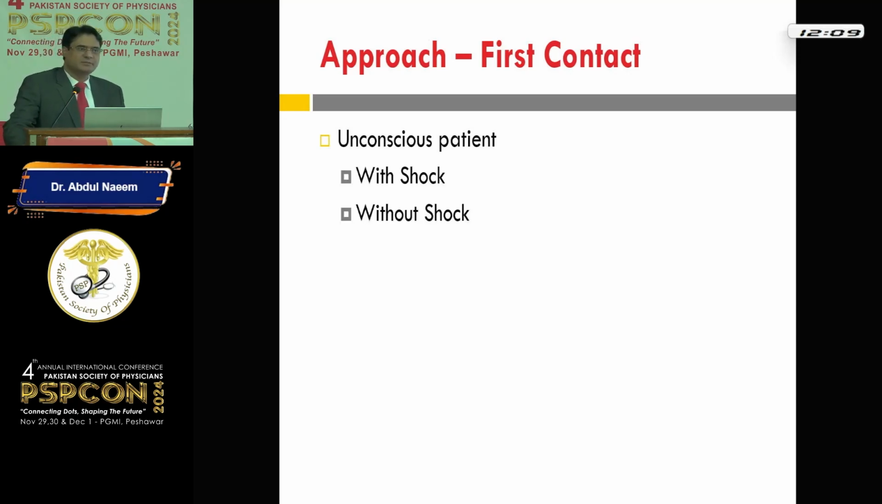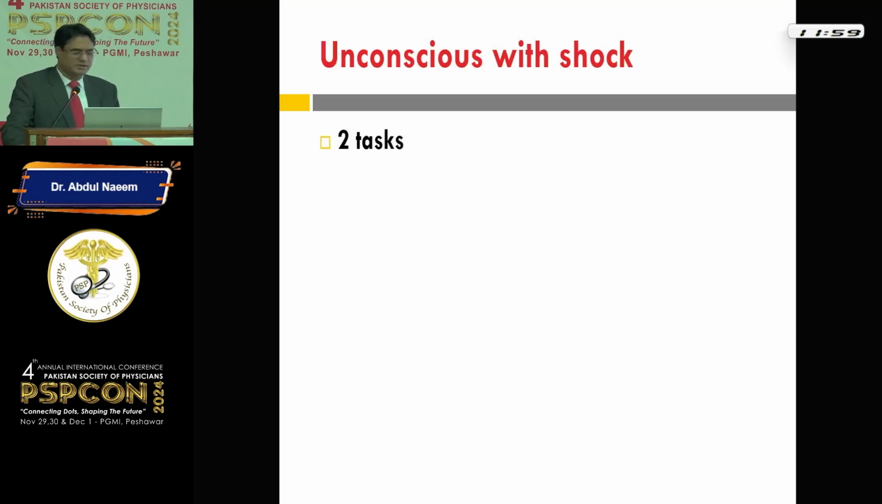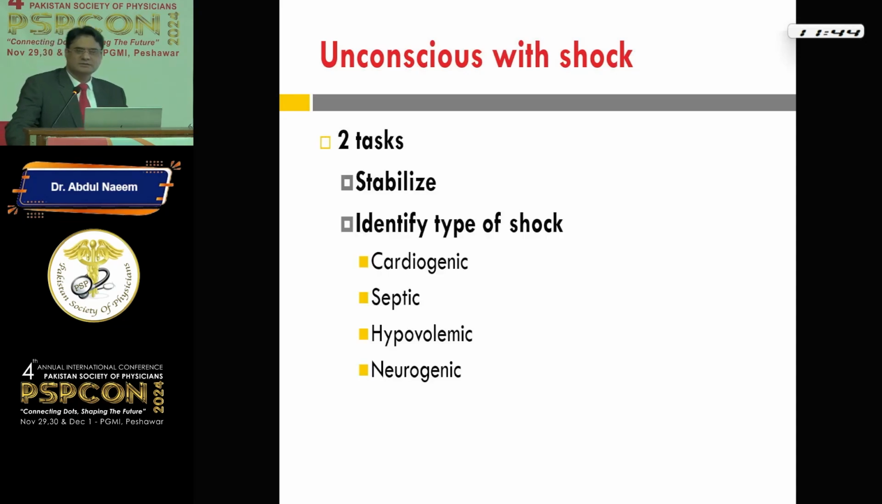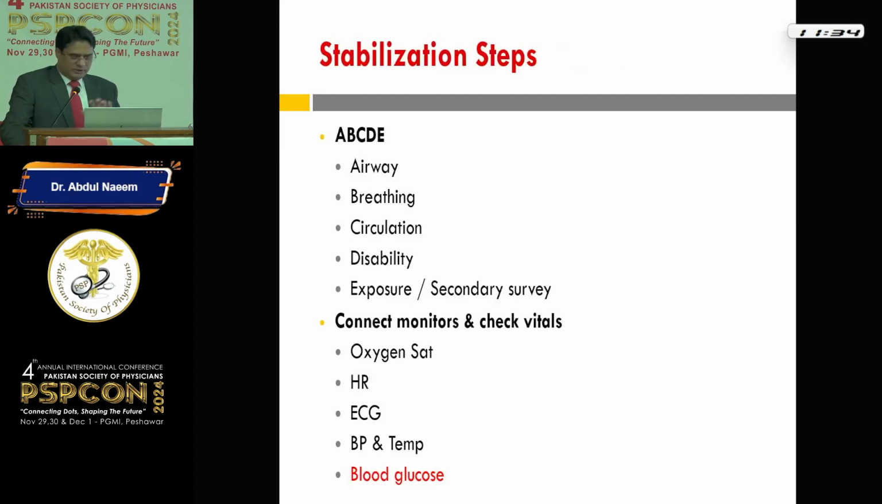Always assess whether the patient is coming with shock or without shock, because this will set your priorities to treat the patient. If patient is coming with shock, then we have two jobs to do. So you have seen the patient: shock, stable. Second is, if shock, then we have to do two tasks: stabilize, forget the cause, whatever is the cause of unconsciousness. First stabilize the patient who is in shock, and then identify the type of shock. We can go one by one.